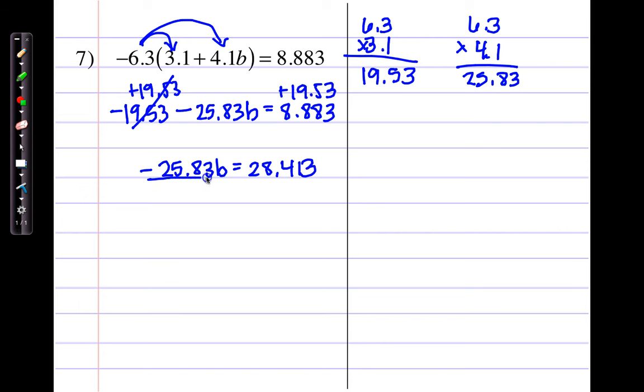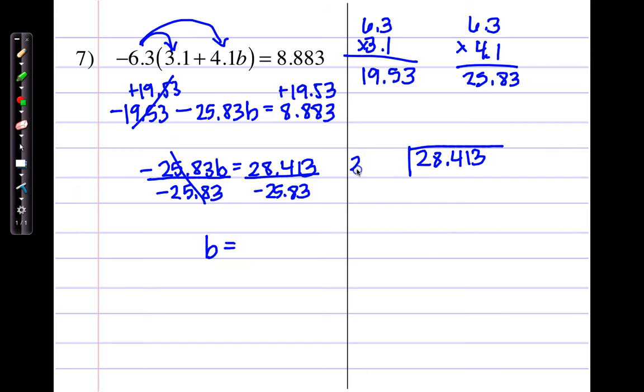Last but not least, you're going to have to divide both by your coefficient, which means you're dividing by -25 83/100. This is going to turn into 1. 1 times b is just b. Here, you're going to actually have to divide this out. 28 413 thousandths divided by -25 83/100. Again, just to save myself some time, I'm going to go ahead and punch that into a calculator. That's going to give me 1.1. So I'm not done yet because I need to still check my answer.